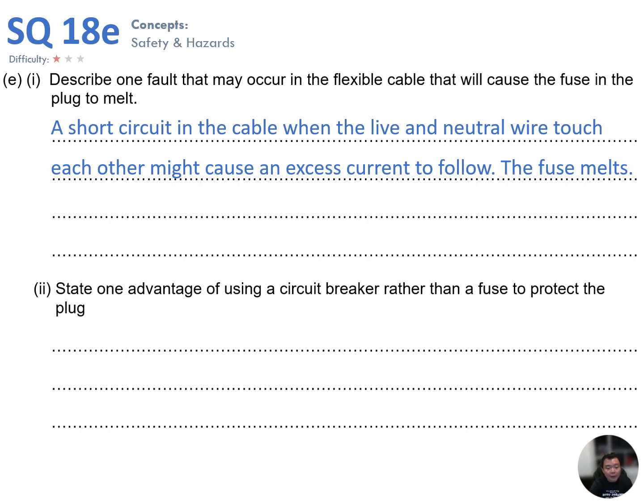In part 2, what is one advantage of using a circuit breaker rather than a fuse? Because a circuit breaker can be reset by pushing a button, whereas every time a fuse burns, we must throw it away and then replace it with another fuse.